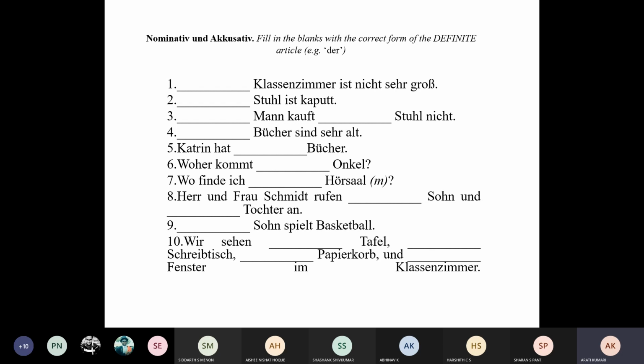Okay, number six. Who will do number six? Woher kommt Onkel, uncle. So what do we do? Ma'am, woher kommt den Onkel? Den? Why den? Okay, no. I was thinking it doesn't. No, den. Sorry. Woher kommt?